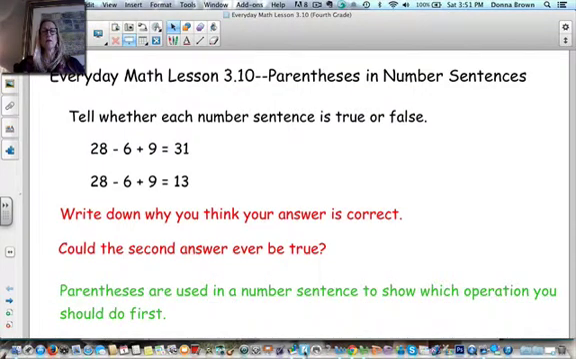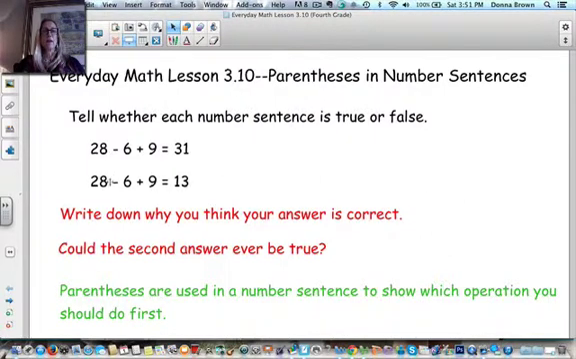So I'm going to talk a little bit about parentheses before we move to the next slide. I know we've talked about this before in class already, but parentheses are used in a number sentence to show which operation you should do first. So whenever you see parentheses, you're going to start there, solve what's inside the parentheses, and then move on in the problem left to right.